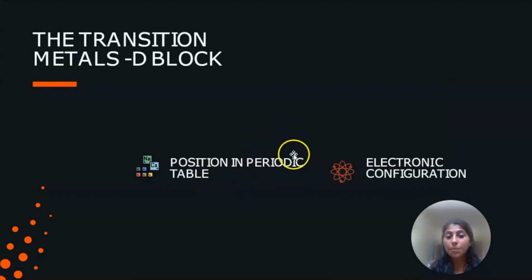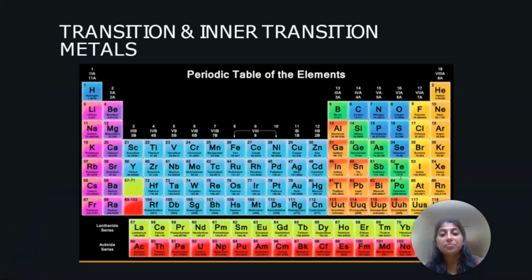Now we shall see the position in the periodic table and electronic configuration. Here is the periodic table. As already mentioned, we can see the D block elements in the middle between the S block and the P block. And the 2 rows which are placed below the periodic table are the inner transition elements, the 4f series and the 5f series.